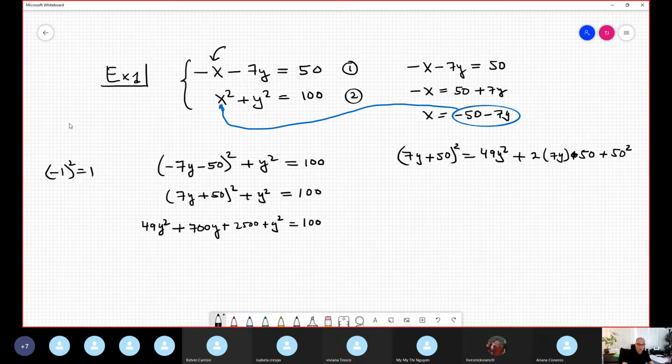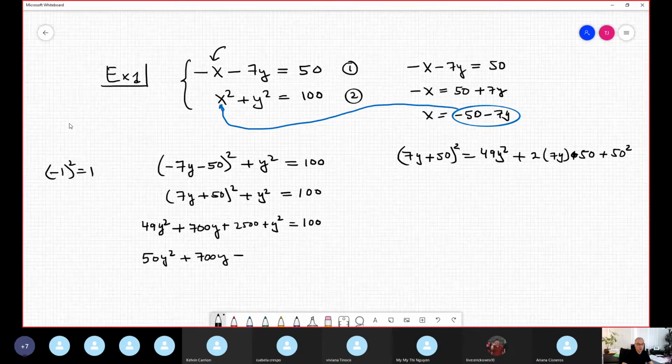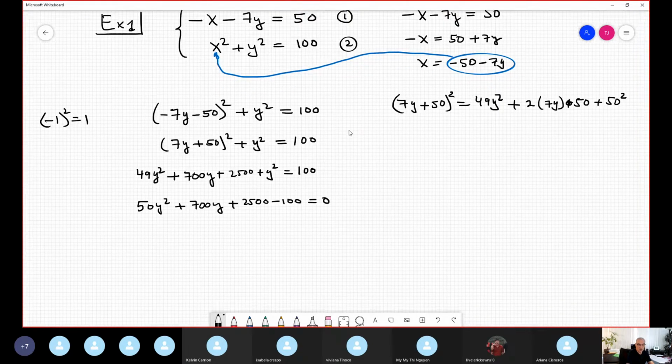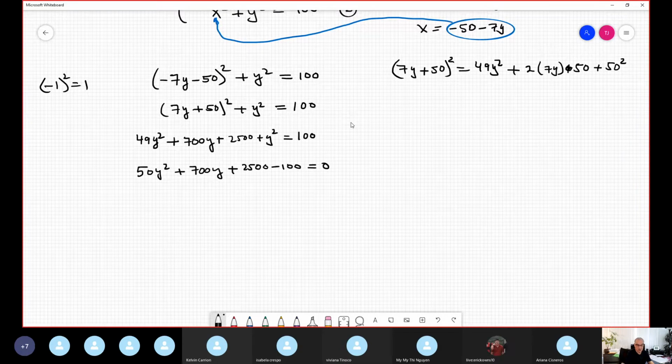Well, clear. So we combine like that. Why not? There is no reason to have 49 and 1 separately. 50y squared plus 700y plus 2500 minus 100 equal to 0, because I realize this looks like a quadratic equation. So I put it in standard form, right hand side 0. So 50y squared plus 700y plus 2400 equal to 0. This is my equation.